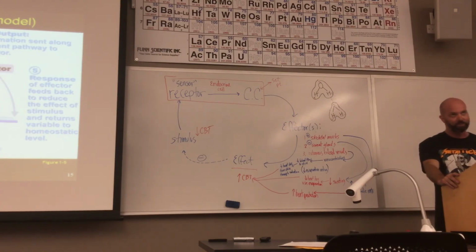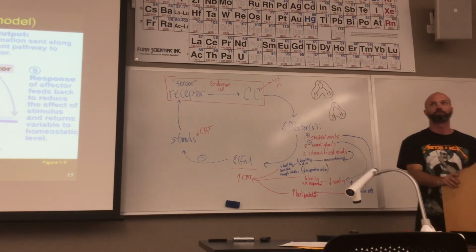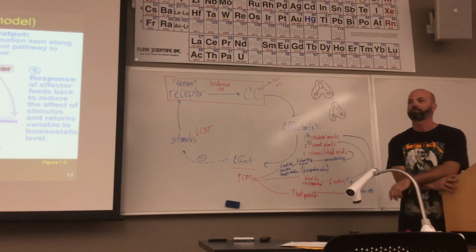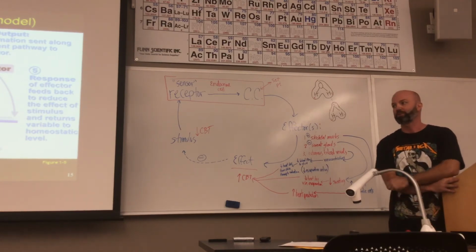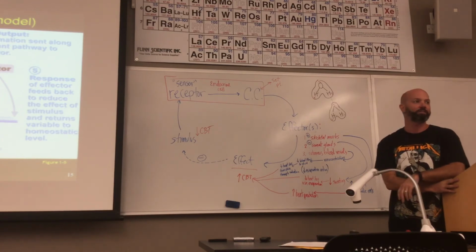How do we get a steroid hormone into a cell? What type of transport would be involved in the movement of a steroid hormone into a cell?